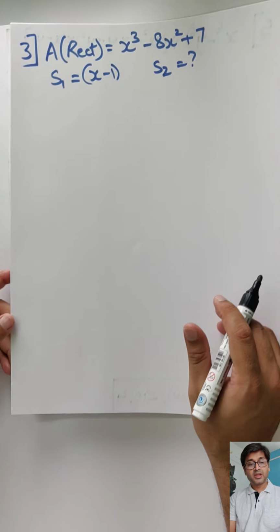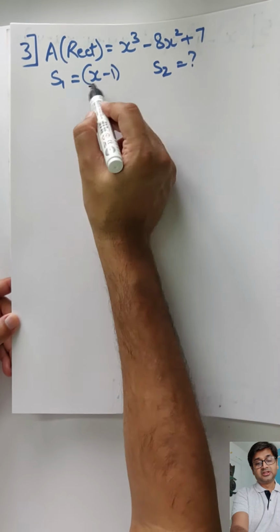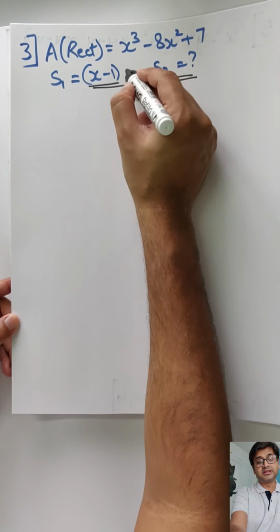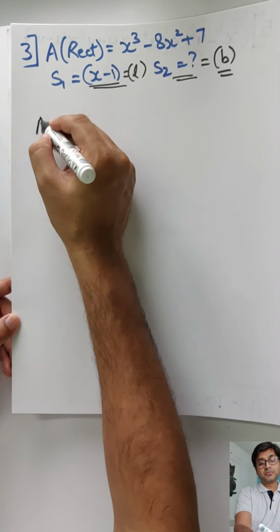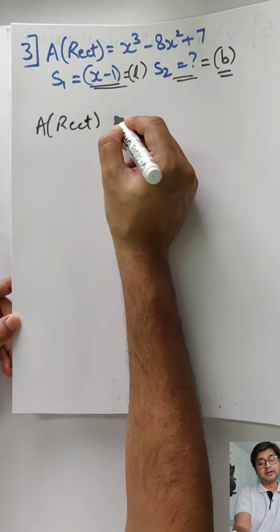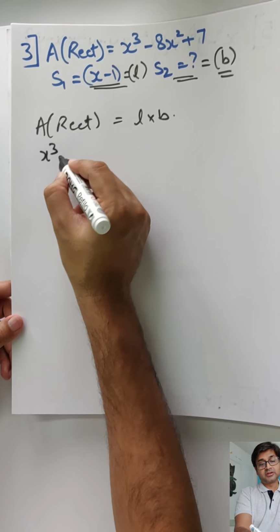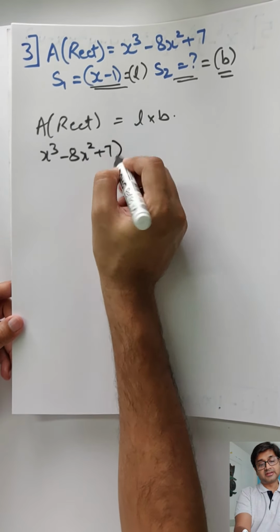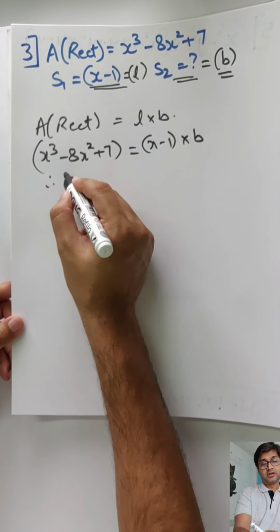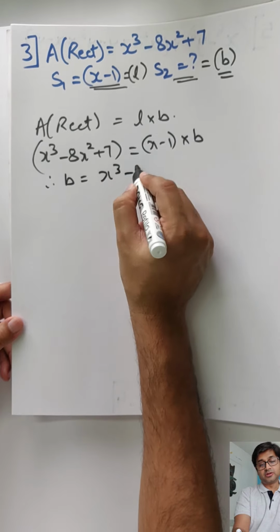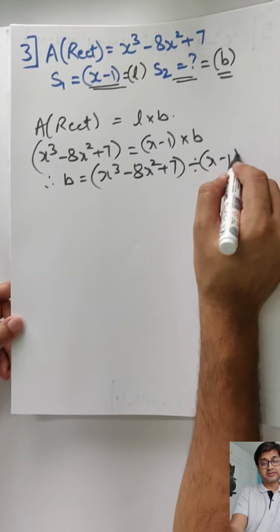Sum number 3. They say a rectangle, this is the area and this is one side, find the other side. So basically I can call this side as length and I can call this side as breadth. So I can say area of rectangle is length into breadth. So area is x cube minus 8x square plus 7. Length x minus 1 into breadth. So breadth will be x cube minus 8x square plus 7 divided by x minus 1.